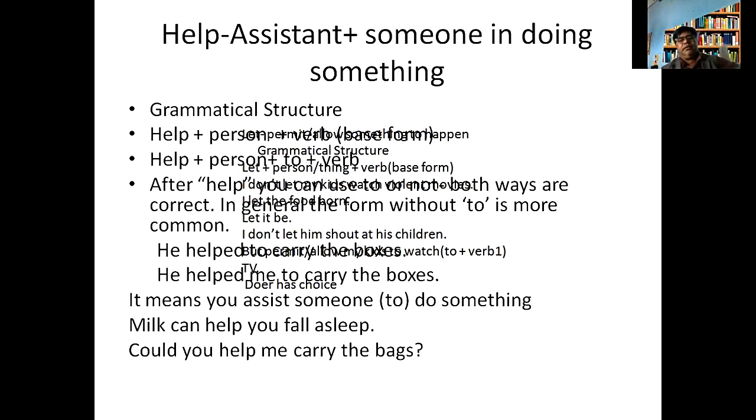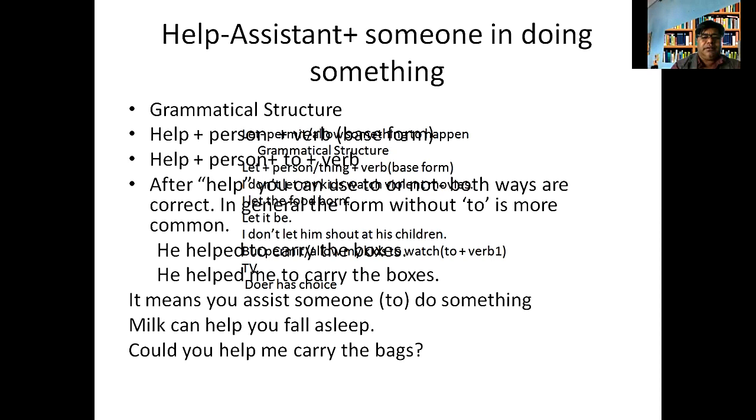At the time we use the causative verb help, it means you assist someone to do something. So Milka can help you fall asleep. Could you help me carry the bags?